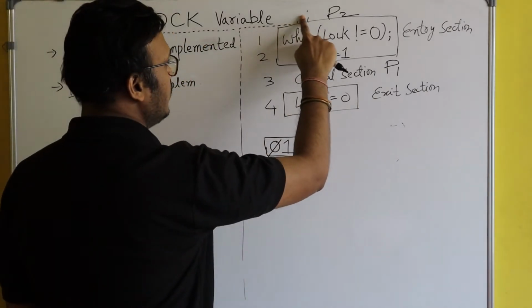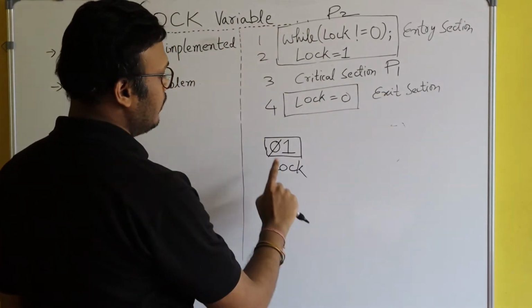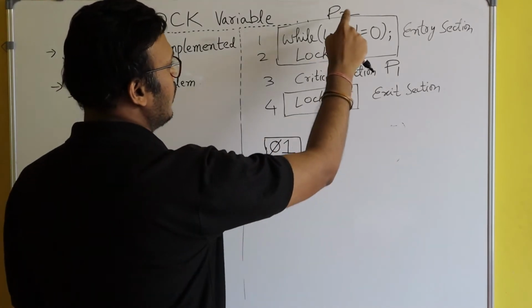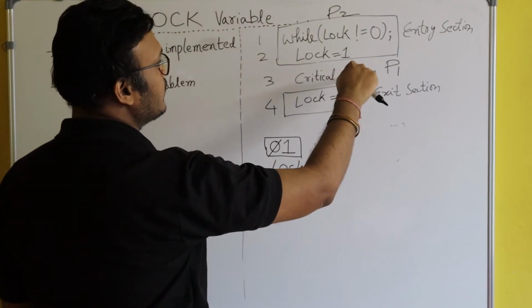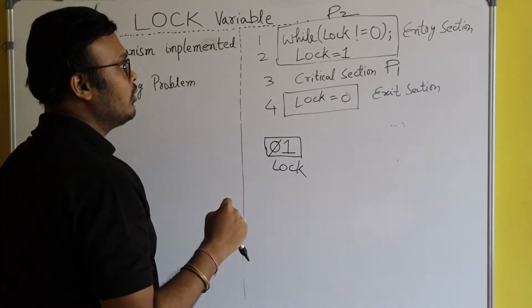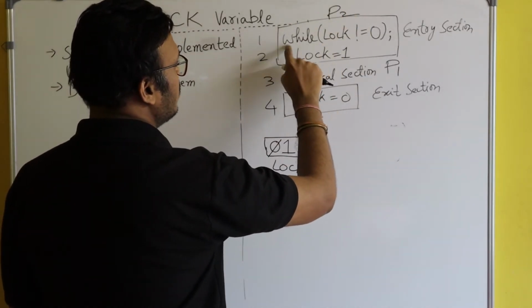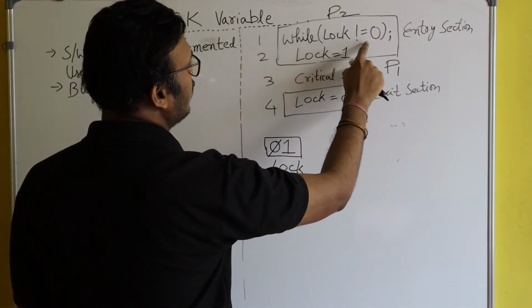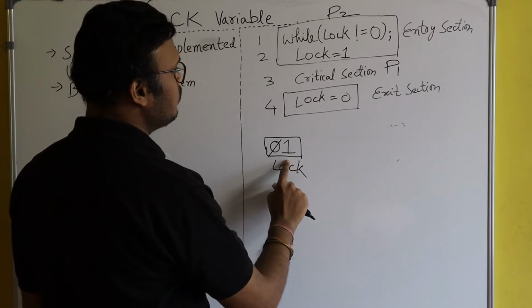So now here you see process P1 is inside the critical section, and process P1 has made the lock value 1. So now let's try to enter P2 into the critical section and see whether it's possible or not. P2 will execute line number 1, while lock is not equal to 0. Now the lock value is 1.